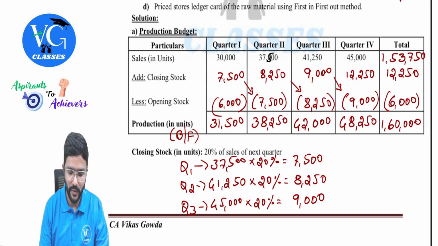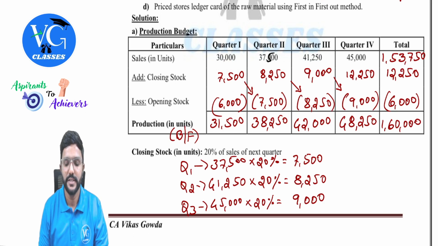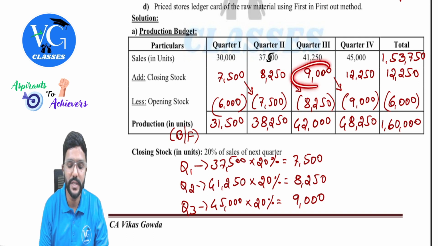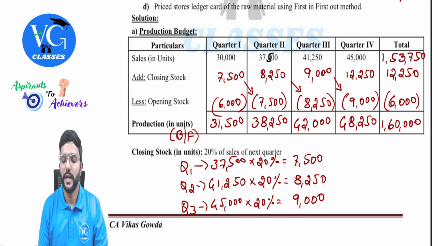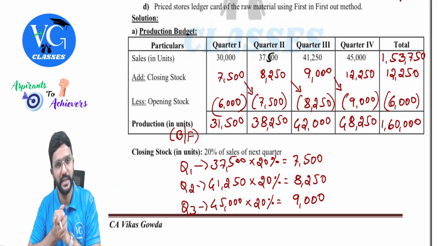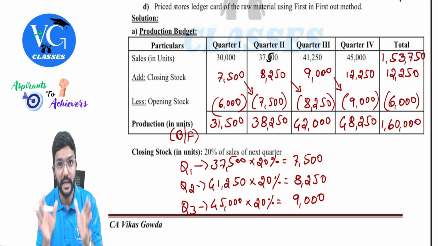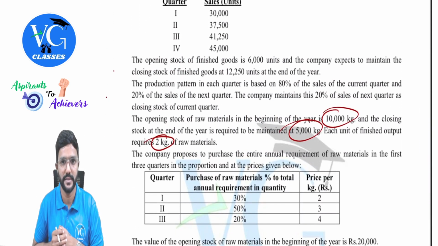Got it? Closing stock of Q1 will become opening stock of the next quarter. Same way, closing stock of Q2 will become the opening stock of Q3, and closing stock of Q3 will become opening stock for Q4. And for Q4, they have already given the closing stock, that is closing stock for the year. Take that. And numbers are different here, guys. Please be careful.